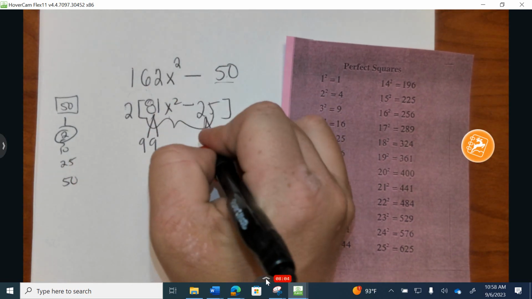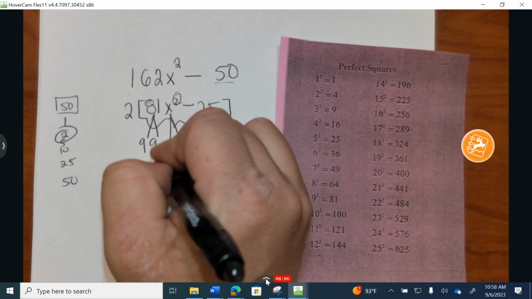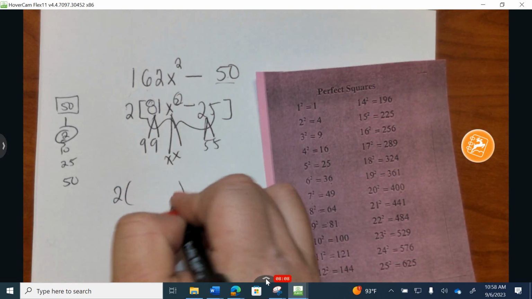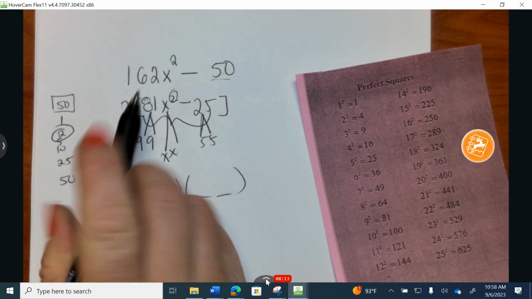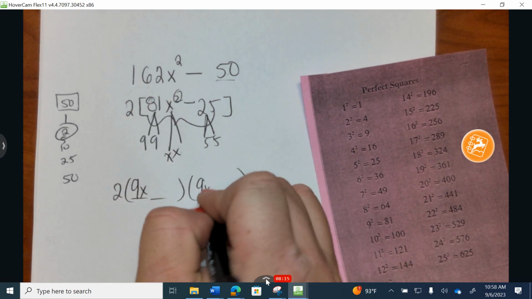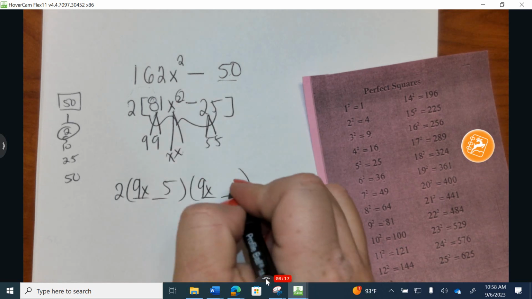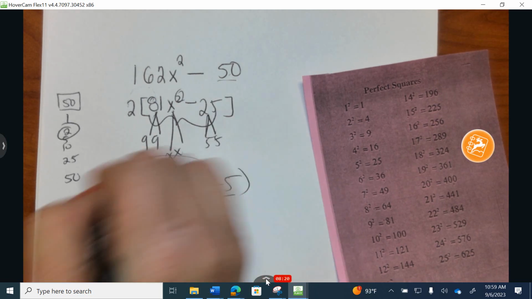81 breaks down into 9 and 9, 25 into 5 and 5, divide by 2, x and x. So the 9s and the x's come from the front in this problem. They're going to remain in front. The 5 comes from the back. They're going to remain in back. One will be addition and one will be subtraction.